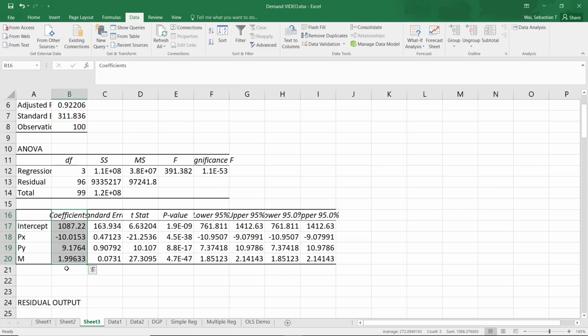Just to drive this point home again, m is not 1.9. Beta 3 hat is 1.9. And same thing with all the others. We can then take those numbers and plug them right into our equation. Once we know values for px, py, and m, we can then plug those in and get a prediction for our quantity demanded. Just like we did before with simple regression, you should always be using cell references to do this. This means doing all of your calculations inside of Excel.